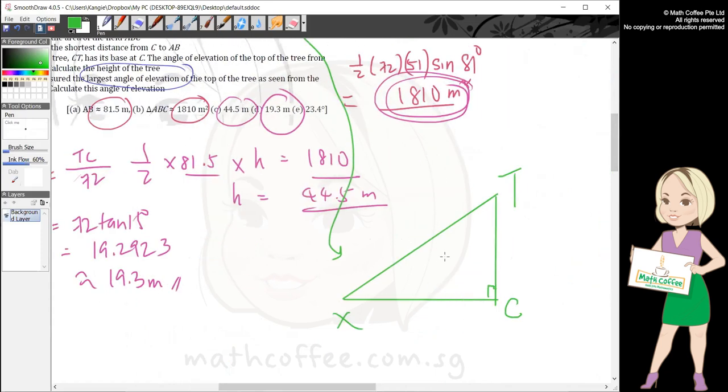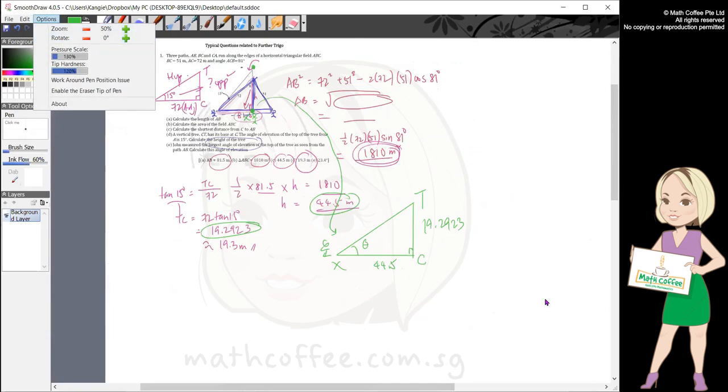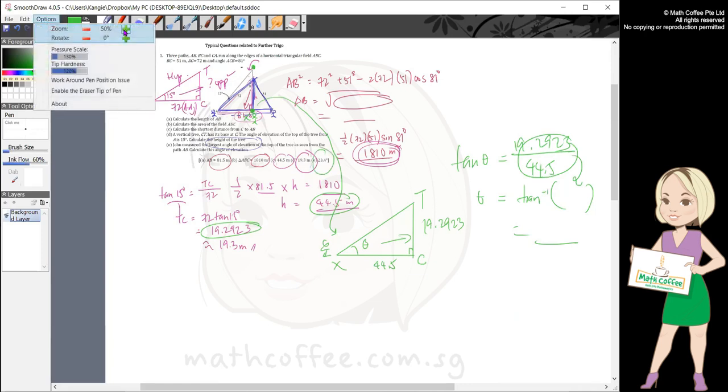And XC is the shortest distance, which just now you already found, which is 44.5. And the tree you already found, which is 19.2923. And remember, this is where you're standing here already, looking upwards, the angle of elevation is simply this one. And how to find it? Simply use SOH CAH TOA, which for this case is TOA. So tangent theta equals 19.2923 over 44.5. So theta will be tangent inverse of this whole thing, put inside, and then you find the angle. And you will get 23.4 degrees.